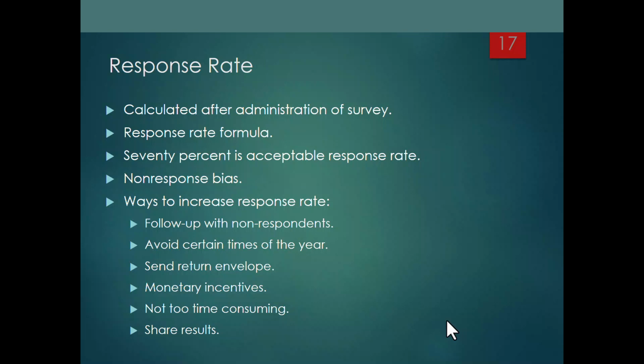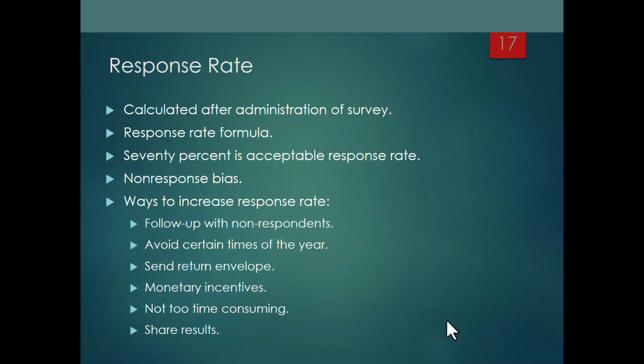Increasing the response rate is a way of reducing non-response bias, which occurs if there is a significant difference between the respondents and the non-respondents. Contact your non-respondents and ask if they received the survey, and if not, offer to resend it and remind them of the due date. Avoid sending surveys during the holidays and the beginning and the end of a school year. So those are bad times to send surveys. People will not fill them out.